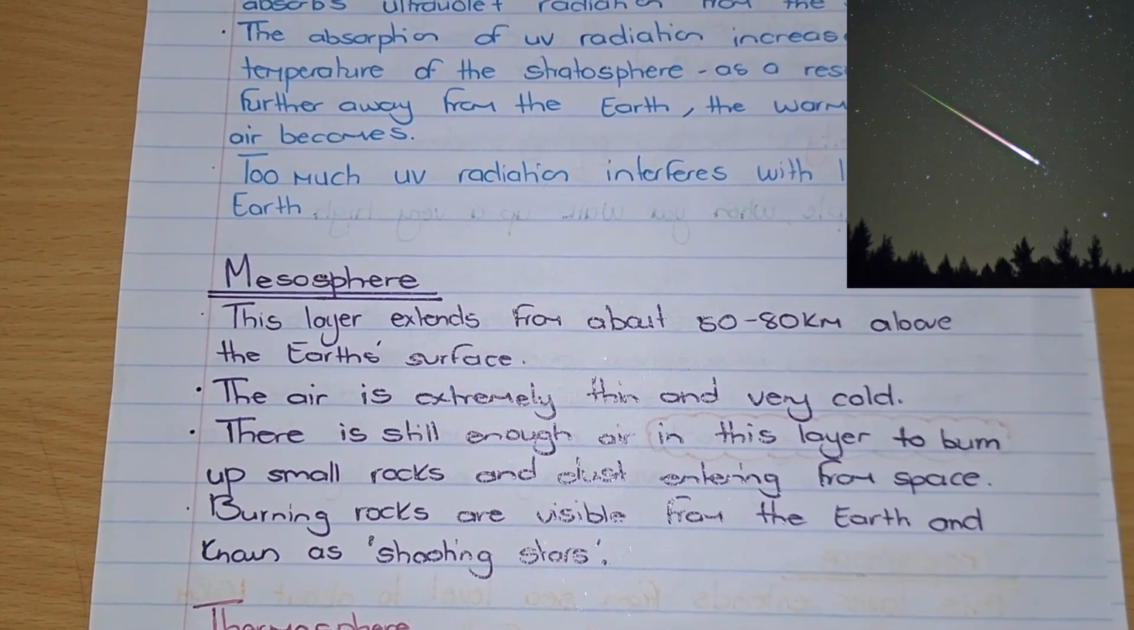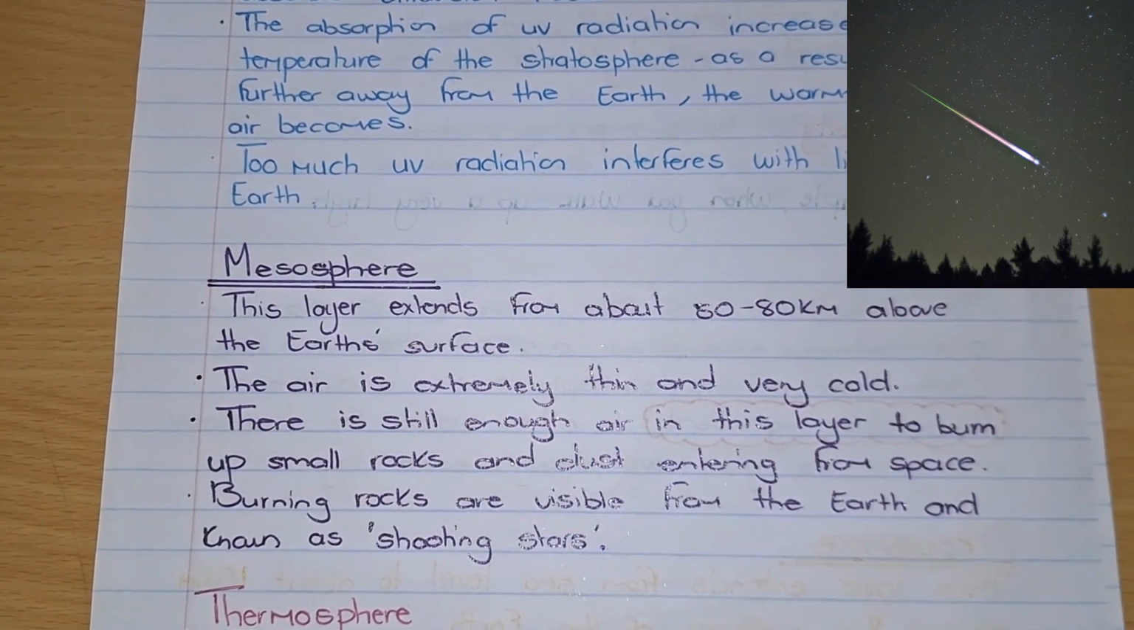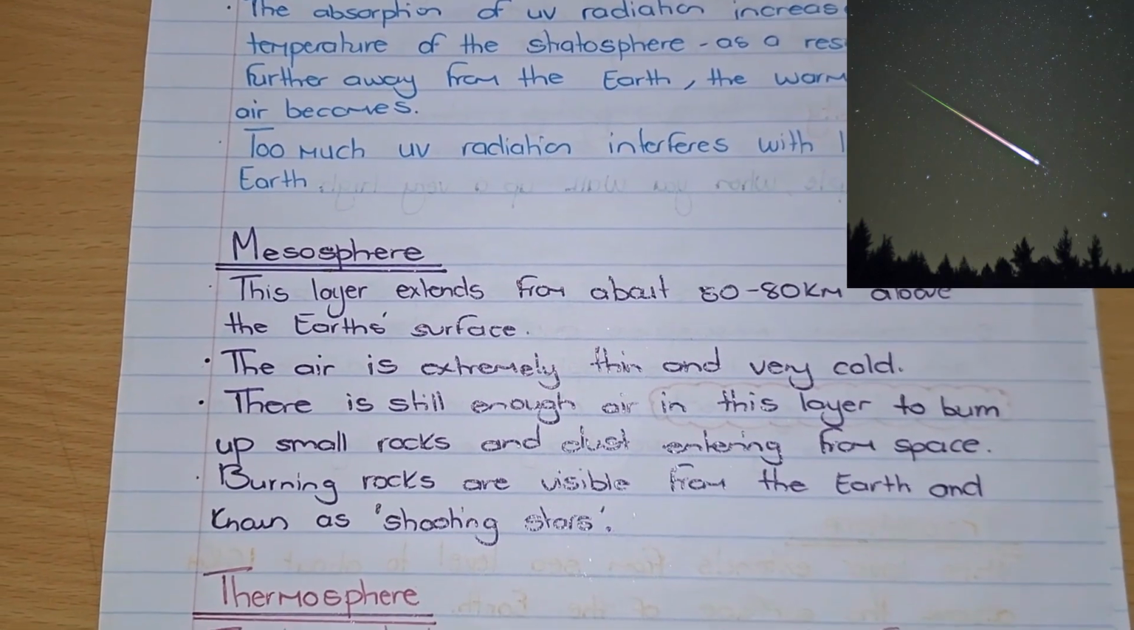Burning rocks are visible from the Earth and known as shooting stars. So this is where you'd normally see your shooting stars.